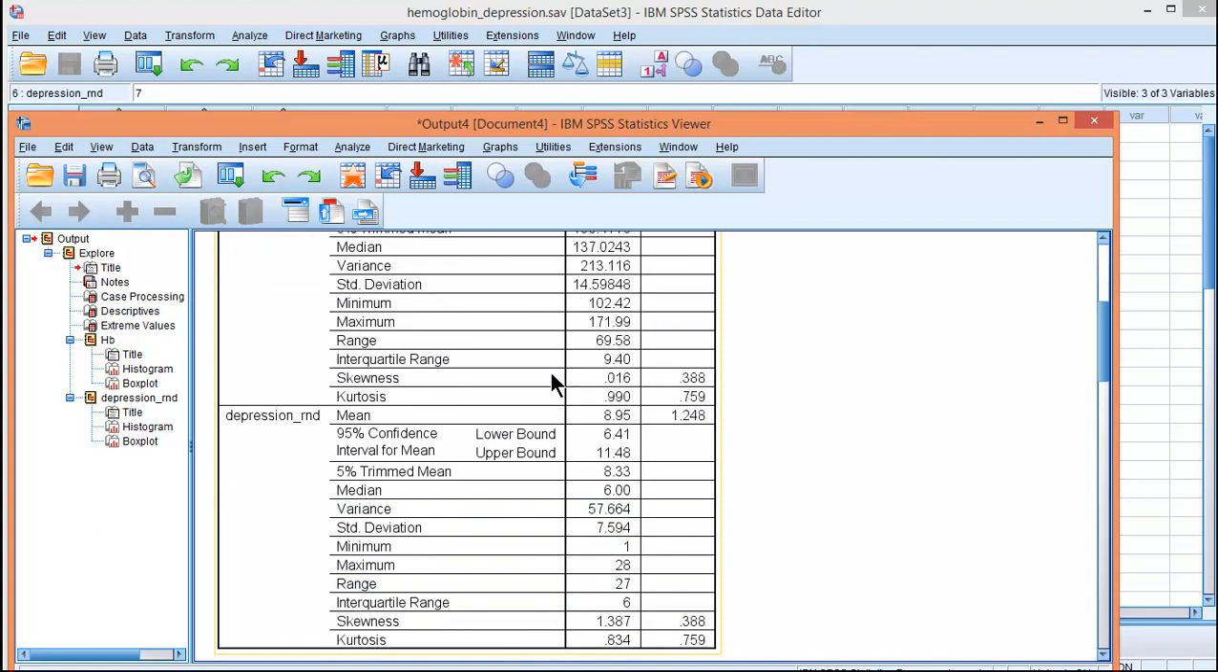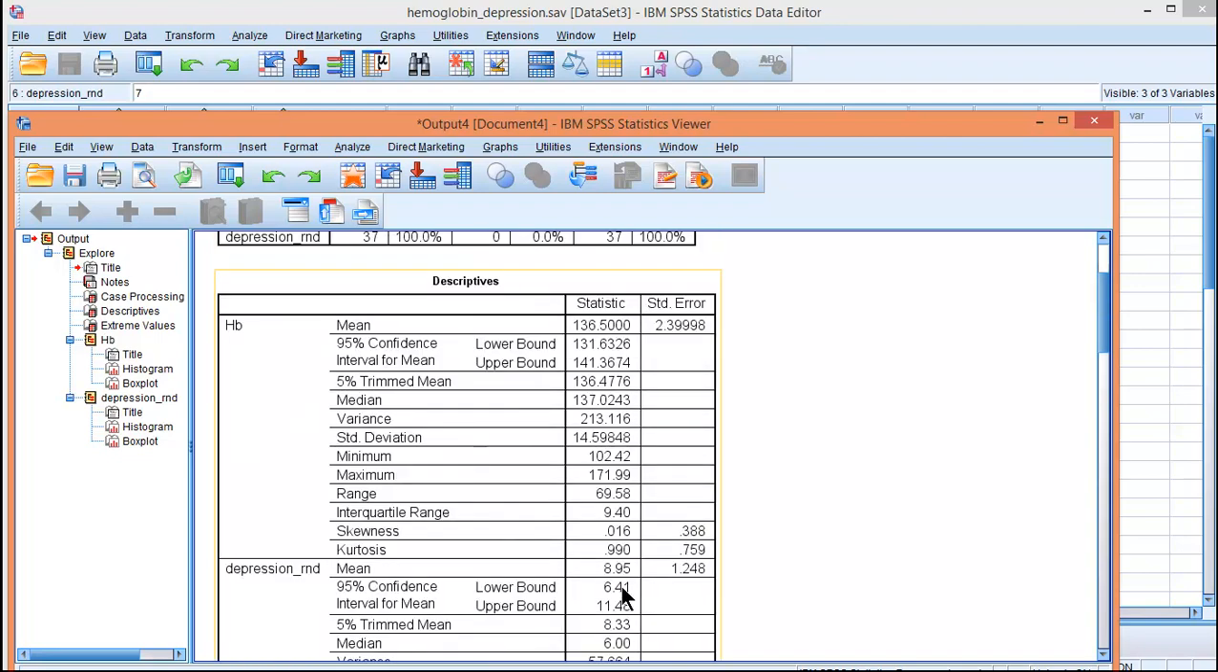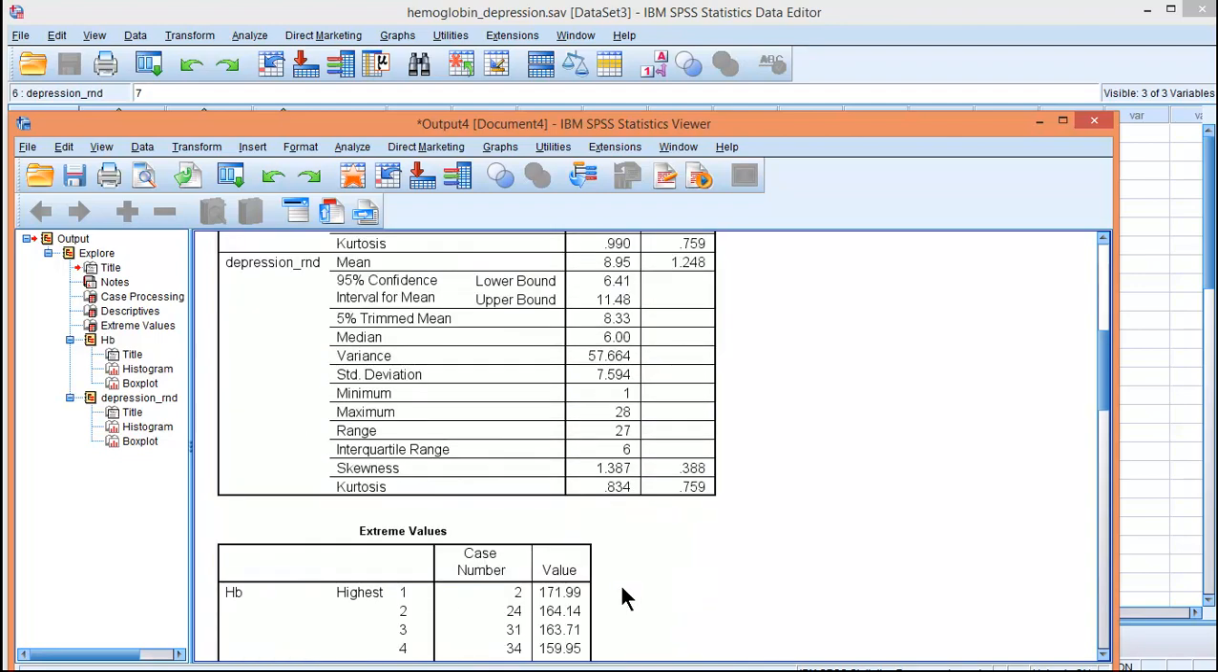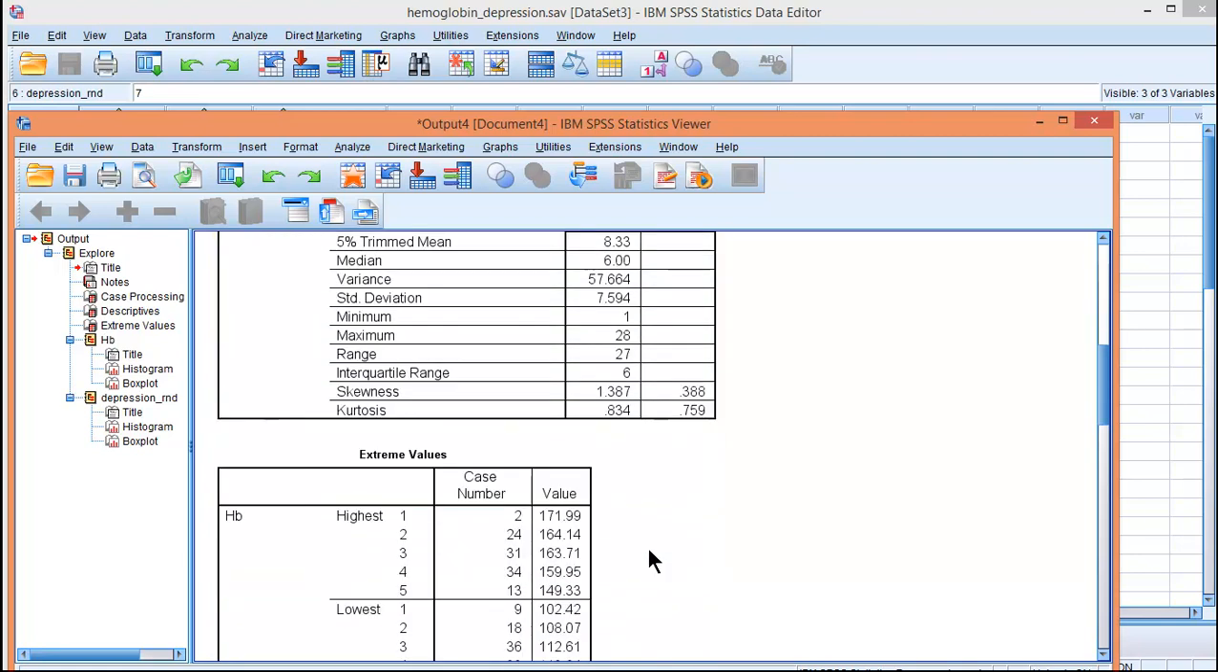Definitely not. We have hemoglobin levels with very little skew, 0.016. We want to see that less than 2.0 in absolute values, and kurtosis 0.99. And depression is also skewness more substantial there, 1.387. And so a lot different than the skewness in the hemoglobin level. So a little bit of a concern there that even though it is less than 2, it's substantially different than the other variable. And kurtosis 0.834.